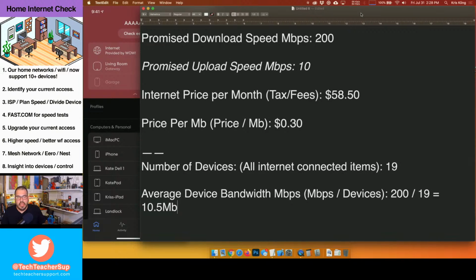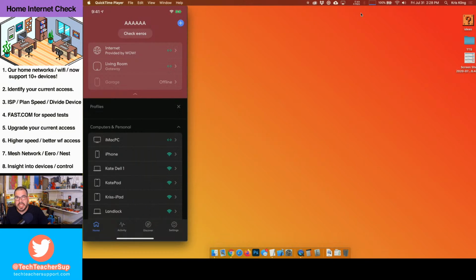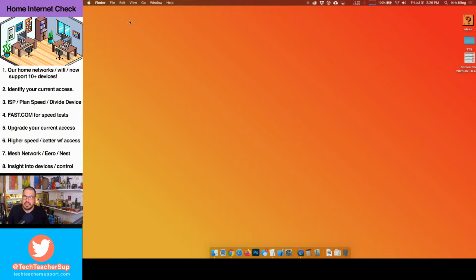Now, there's a little bit of a difference between what your ISP says you get, 200 megabits, and what you're actually getting. And that's right there on number 4. We are going to figure out what you actually are getting. And a lot of you have heard of doing a speed test. So that's what we're going to do. We're going to do a speed test.